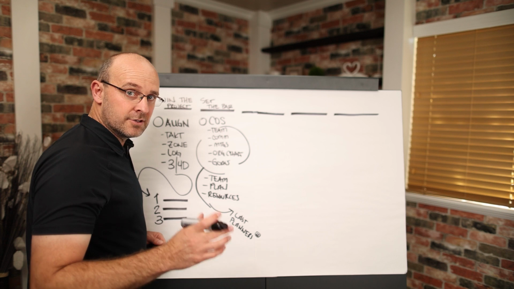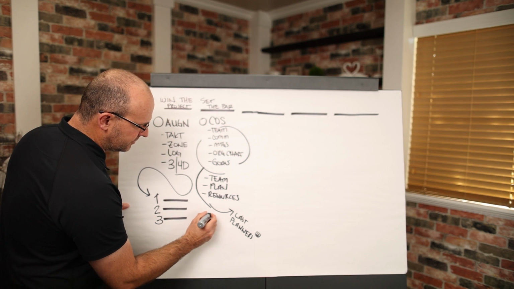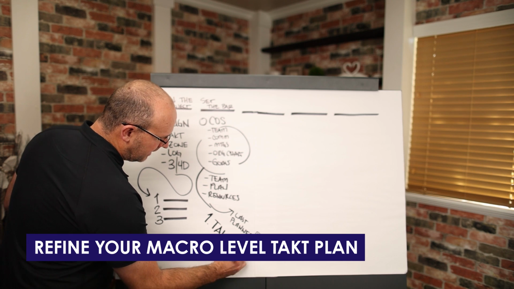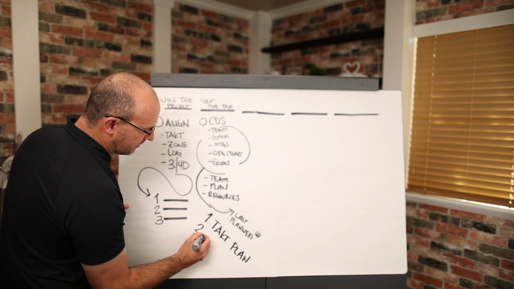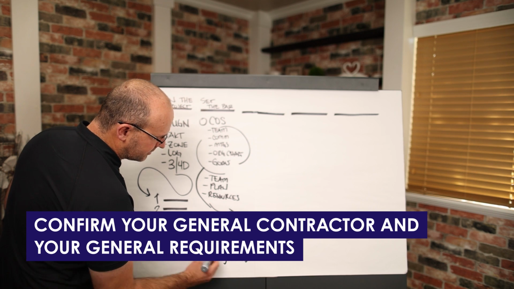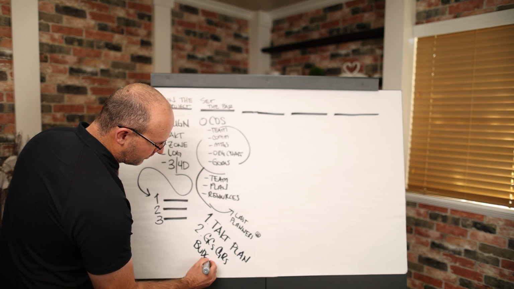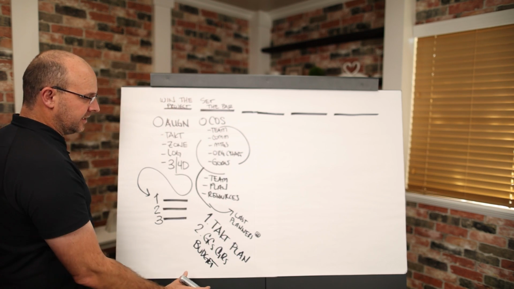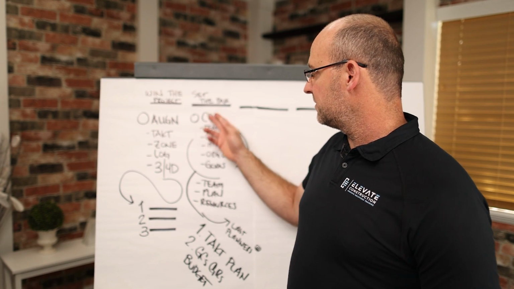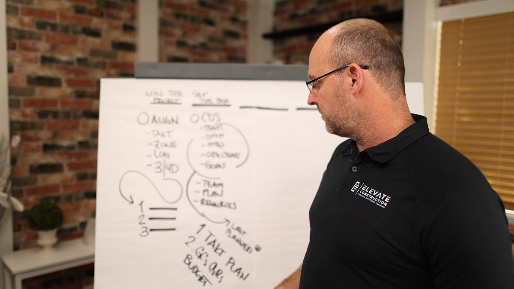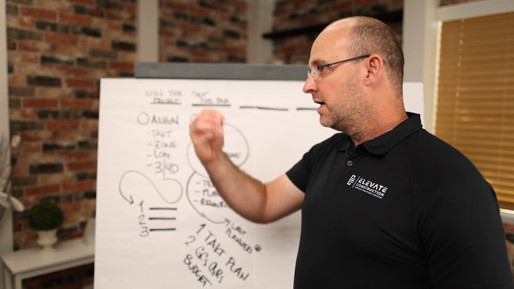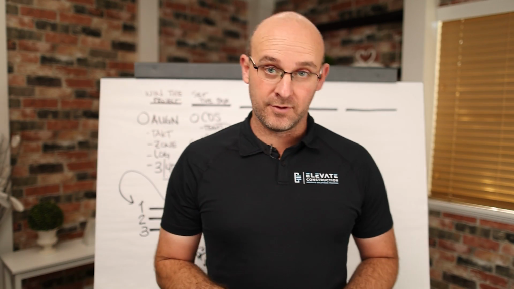In this phase, also what I want you to know, you're going to do 2 things. Number one, you're going to refine your macro level tact plan. And number 2, you are going to confirm, and this is huge, you're going to confirm your GCs and your GRs, your general requirements, so that you can have real-time accurate budgeting throughout the pre-construction effort. So once that happens, you'll see that you have the parameters. What do we want to do? How do we want to enable our folks? And what is our duration? What is our budget? And how can we stay within those targets? So that's really the focus for that phase.